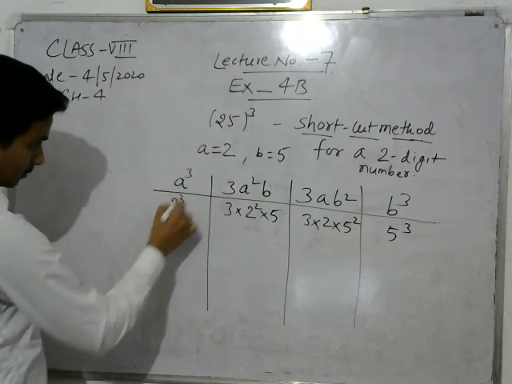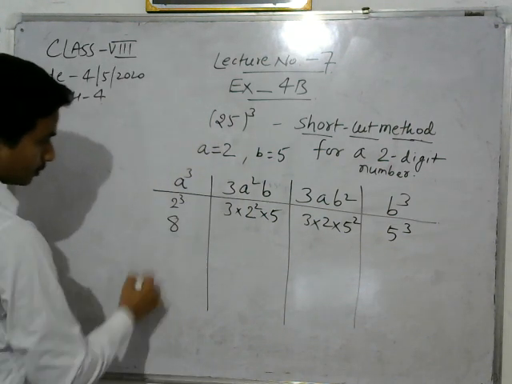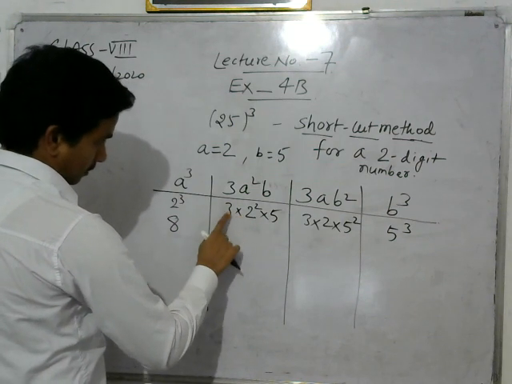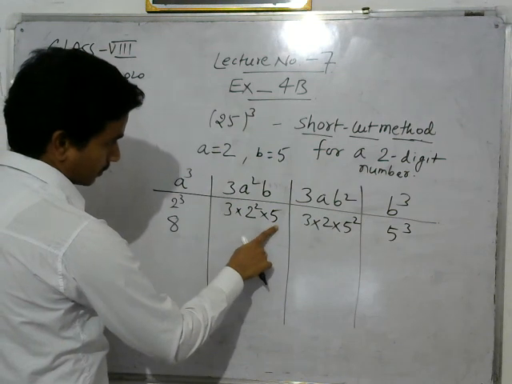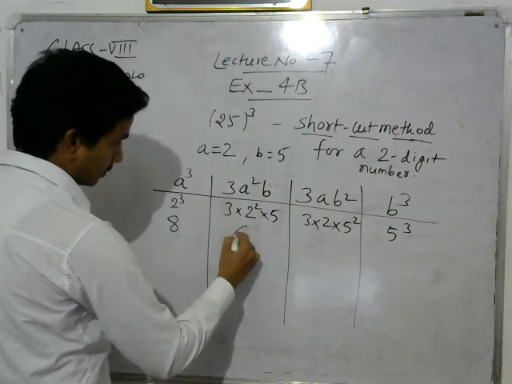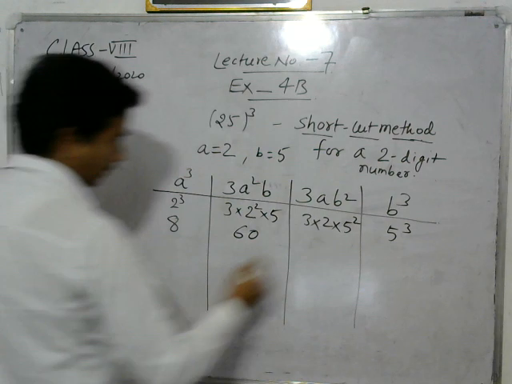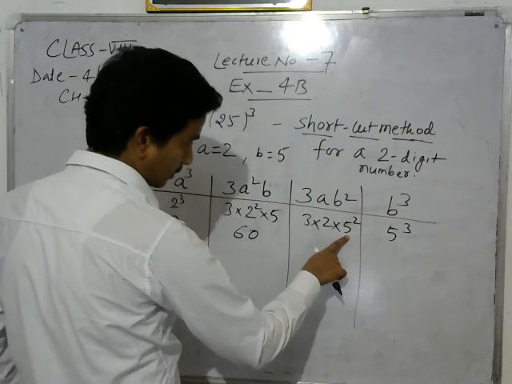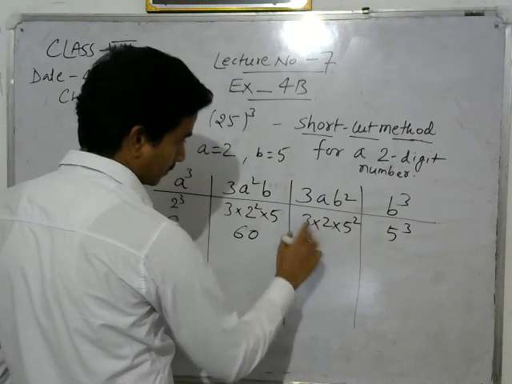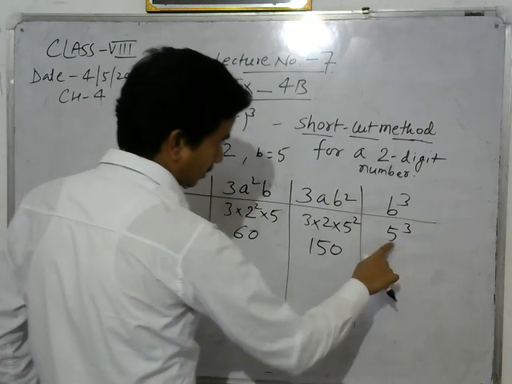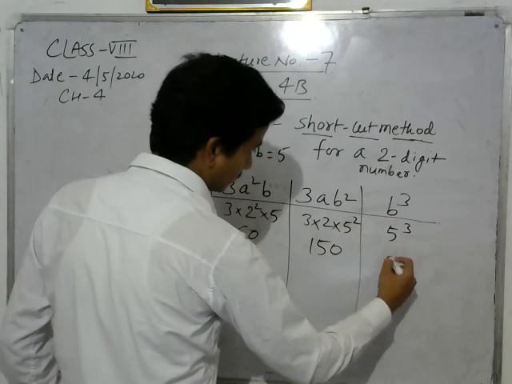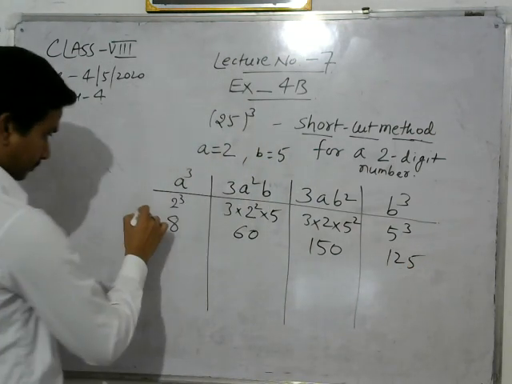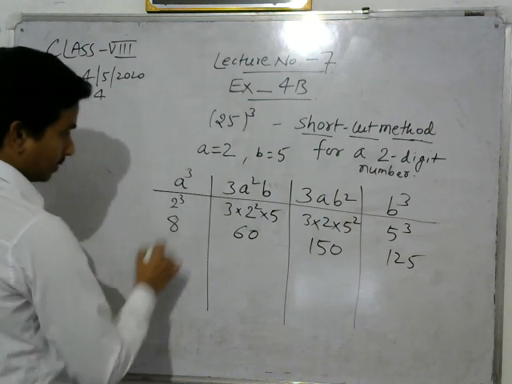Now what is the value of 2 cube? 2 cube is 8. For 3a square b: 2 2s are 4, 4 5s are 20, and 20 3s are 60. For 3ab square: 3 2s are 6, 5 5s are 25, 6 into 25 is 150. Now 5 5s are 25, and 25 5s are 125. Okay, so now we have calculated the values.